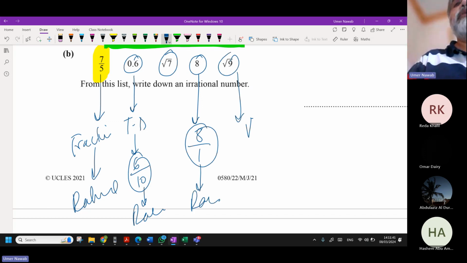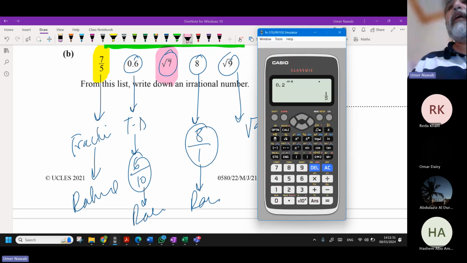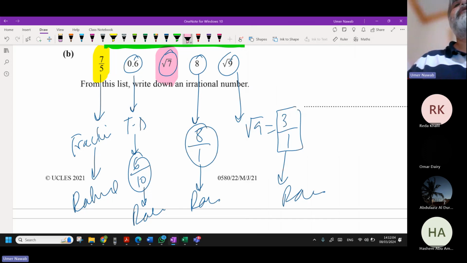Square root of 9, Mr. Omar, is equal to 3, because 3 over 1 can be written as a fraction. So this is a rational number. So the only irrational number is square root of 7. And I can show you on the calculator: if I try to write square root of 7 on a calculator, it will show the full digits, none of the digits will be seen repeated, and it will not stop anywhere. It will carry on forever.